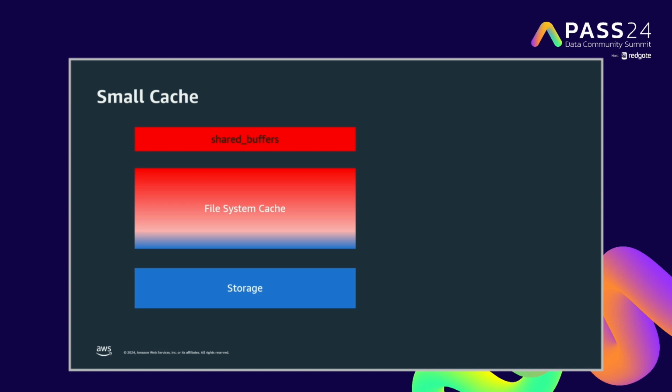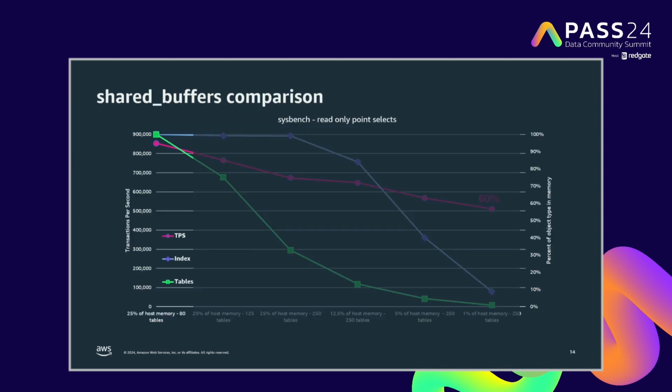So why don't we make shared buffers smaller or larger, right? What's the effect of choosing a size? So again, a simple sysbench read-only point select. And this entire database fits in RAM through all this testing. But what we're going to do is experiment with whether it fits in shared buffers or the file system cache, right? So when we start off on the left, the pink line is TPS, so we'd like that to be high, right?